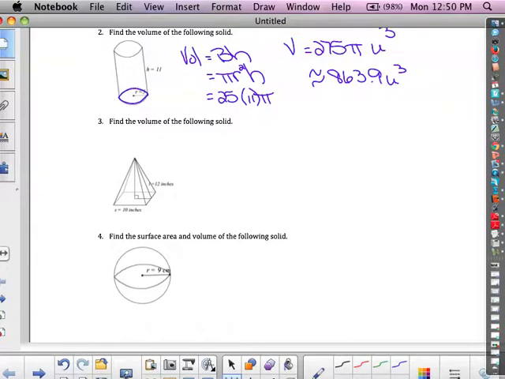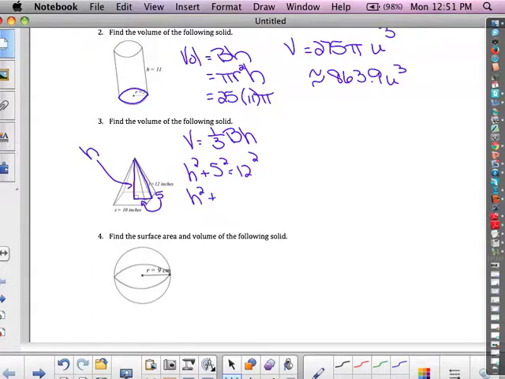Okay, number 3, find the volume of this pyramid. To find the volume of a pyramid, the formula is 1/3 the area of the base times the perpendicular height. If you notice, you're given here the slant height, and you have the length of the apothem in this case. It's half the length of the side, which is 5. So we need to find this perpendicular height, h. So I have h squared plus 5 squared equals 12 squared. h squared plus 25 equals 144. So h squared is 119, and h is equal to 10.9.